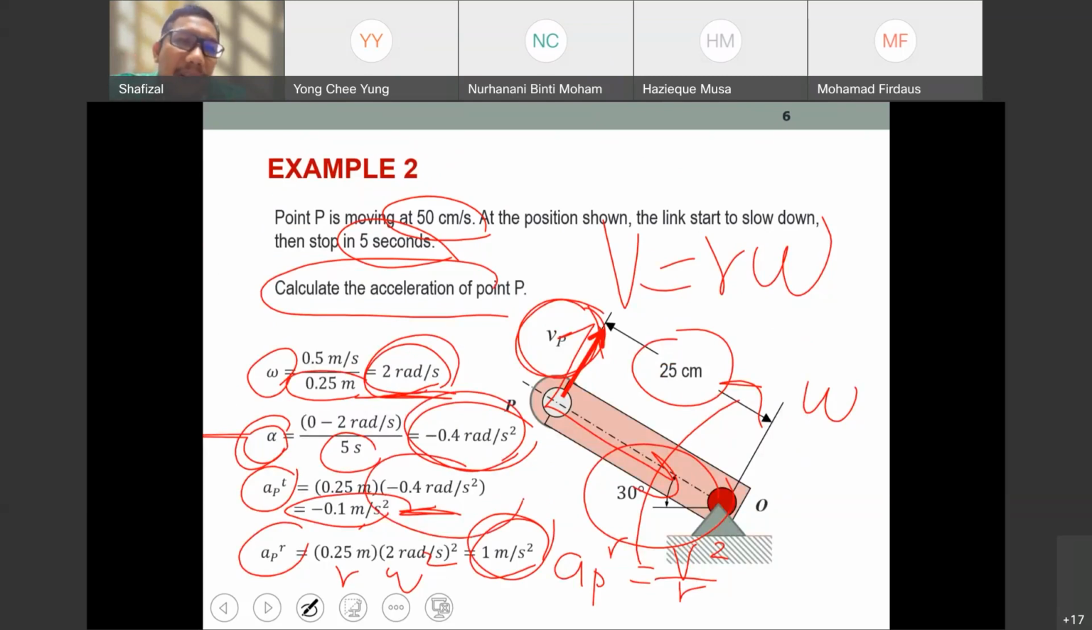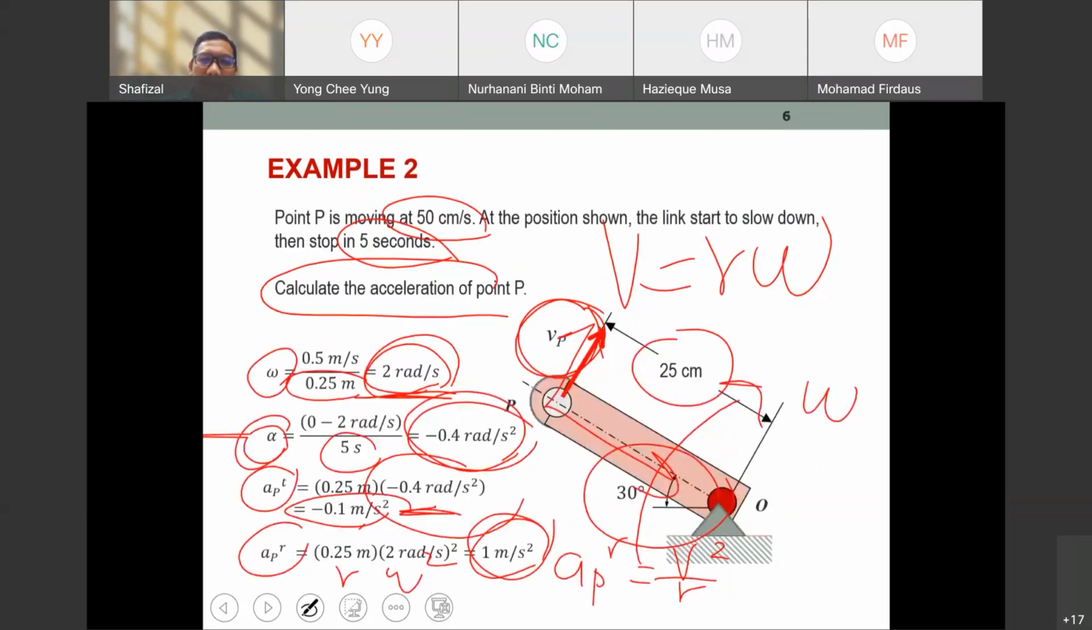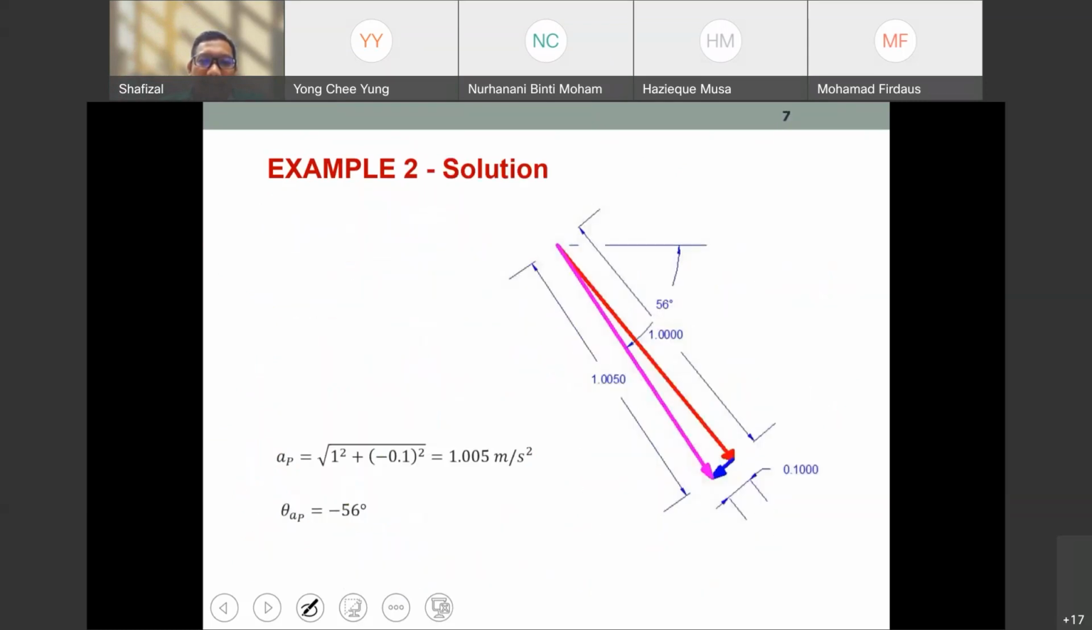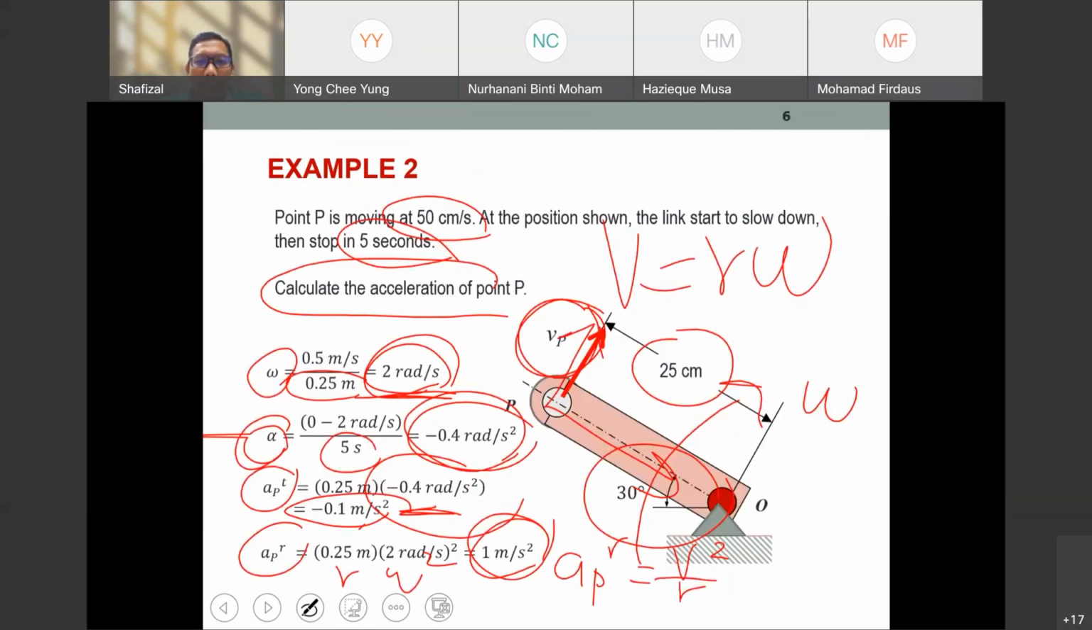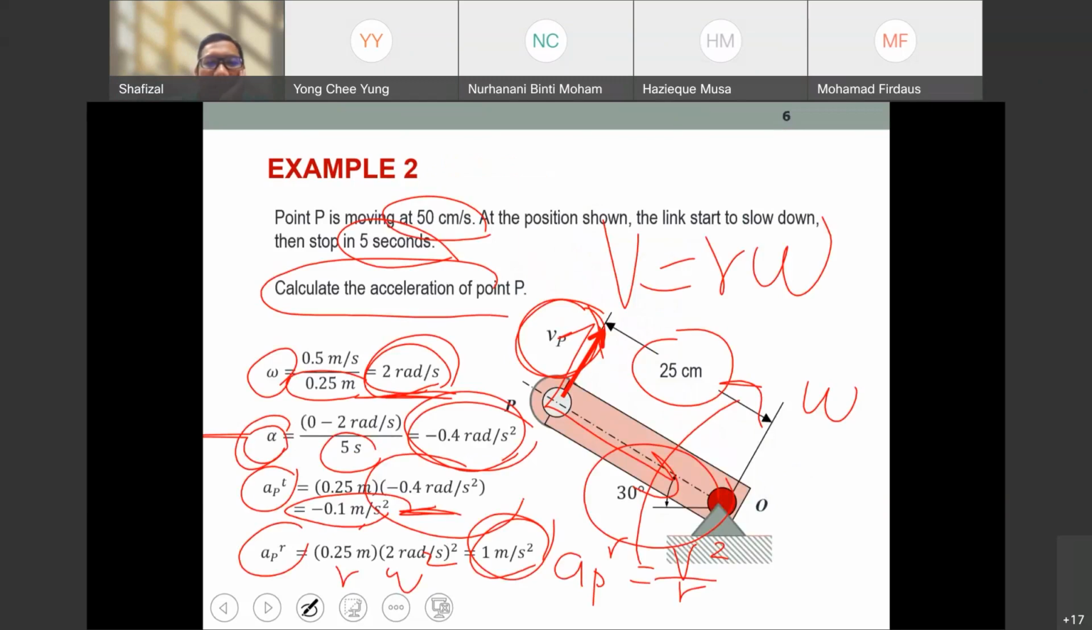Alright, so calculate the accelerations of point P. Okay, that is the answer in terms of, for this case. Sorry, the answer is 1. The answer is 1 meter per second square.